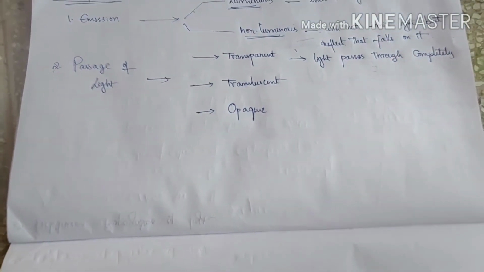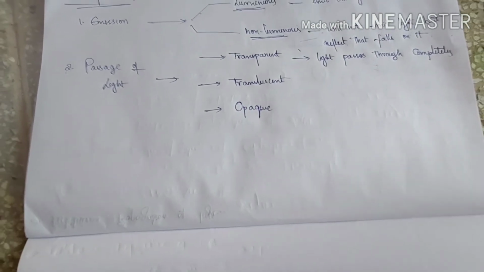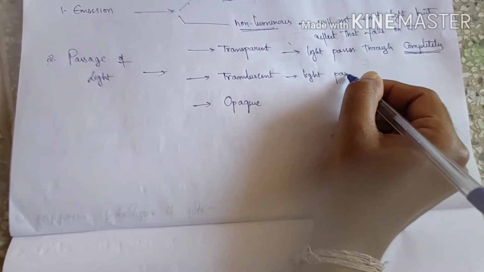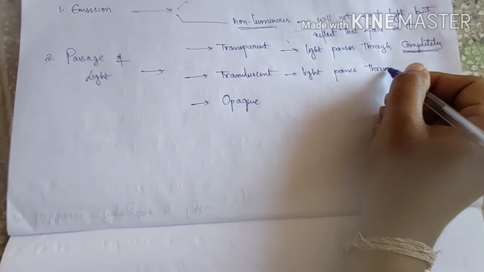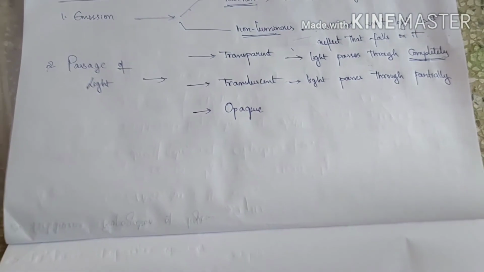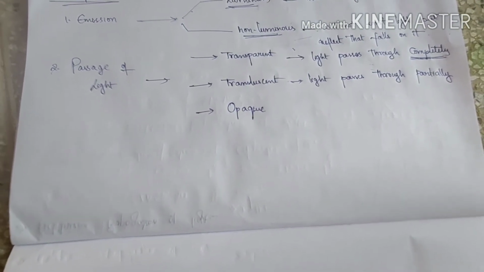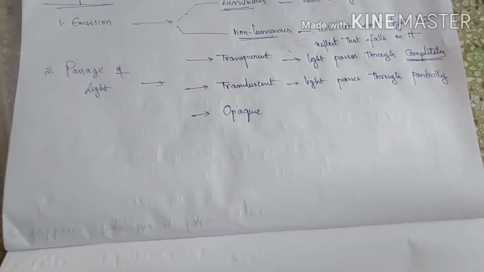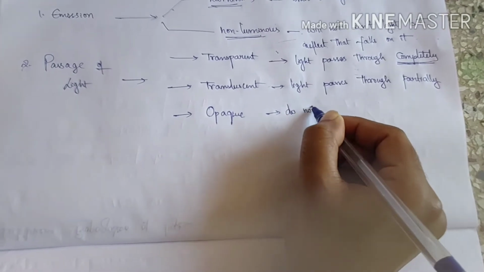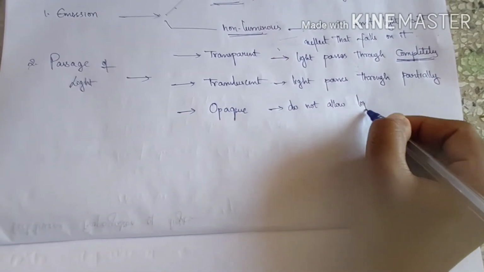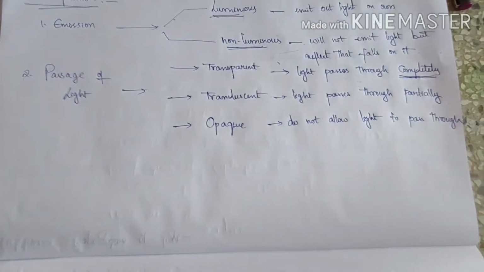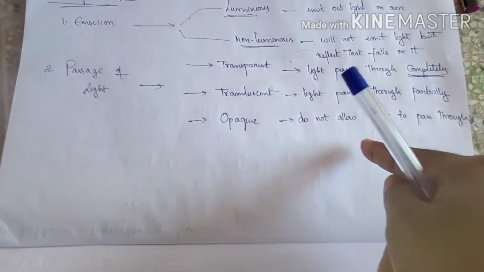If an object lets the light pass through it completely, we write it as transparent. Then translucent objects let light pass through them partially. Only a fraction of it passes to the other side, whereas the rest will either be scattered or reflected depending on the kind of material. And opaque objects do not allow light to pass through, which means the object just blocks the light falling on it. So I have transparent, translucent and opaque.